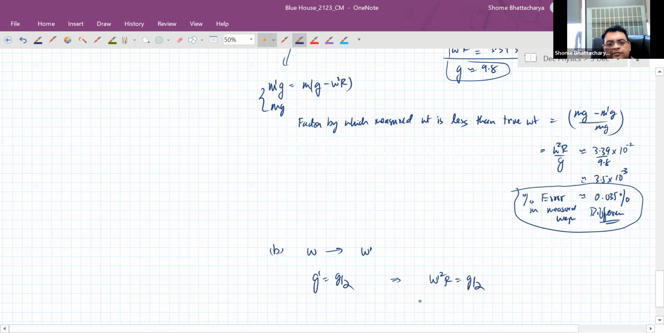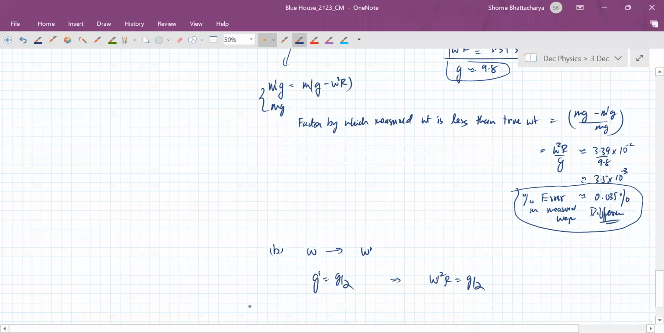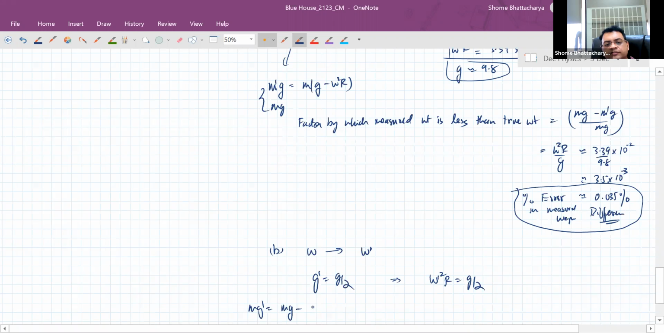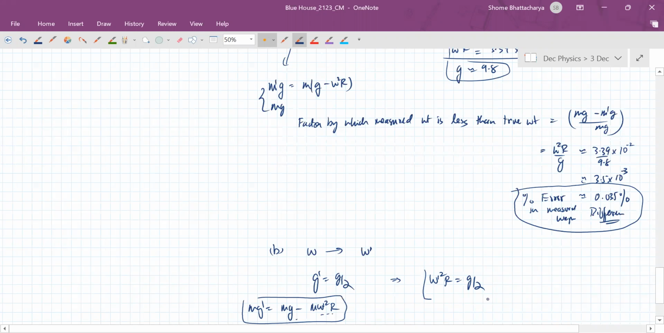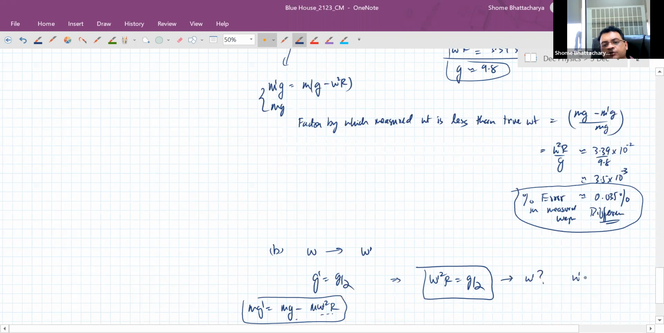Yes. Because see, what is your mg prime? Your mg prime is your true weight minus the centrifugal force. No? So now your centrifugal force is m omega prime square r. So if you want g prime to be g by 2, that means you want this factor to be half the true weight, right? So you solve this now and find the value of omega prime, and now equate that omega prime as 2 pi upon new time period.